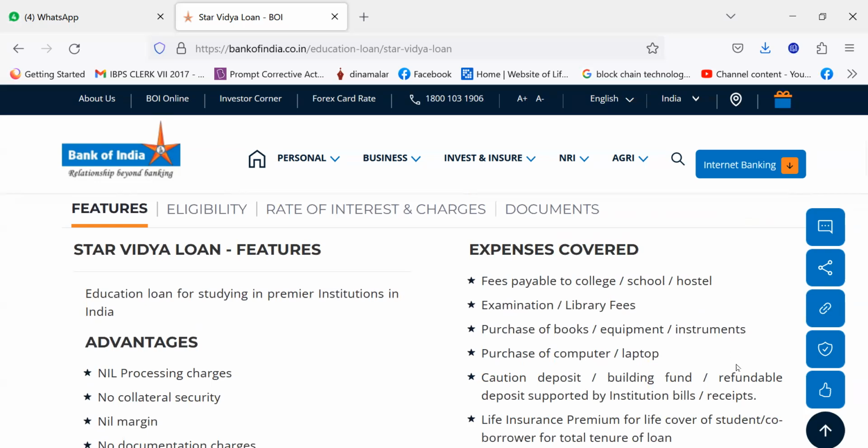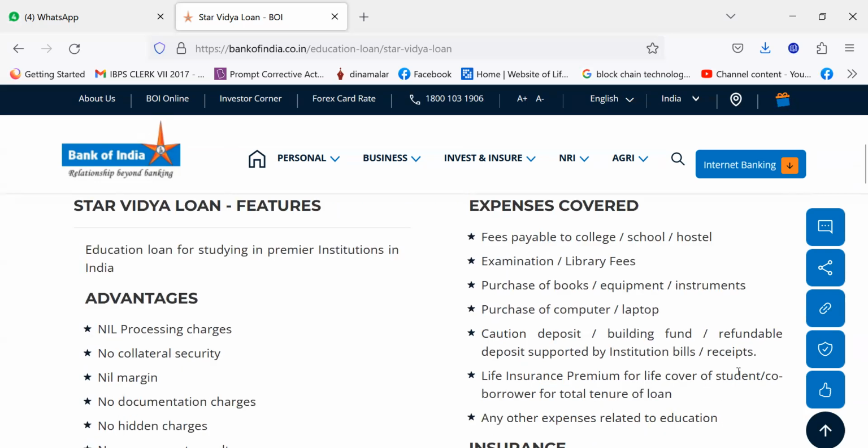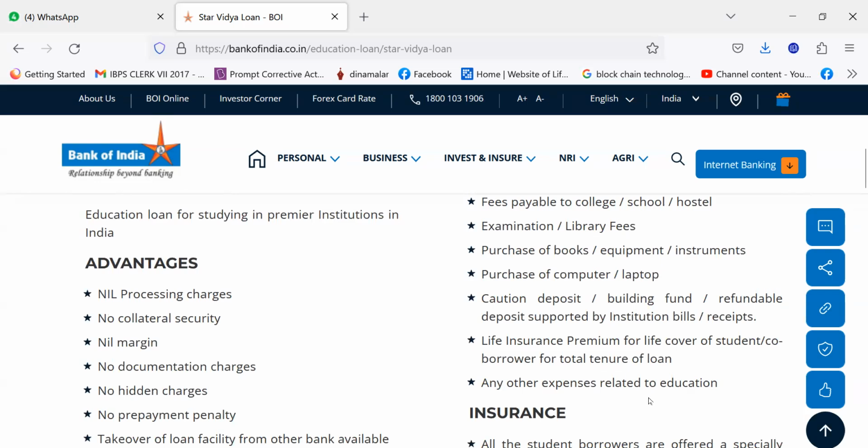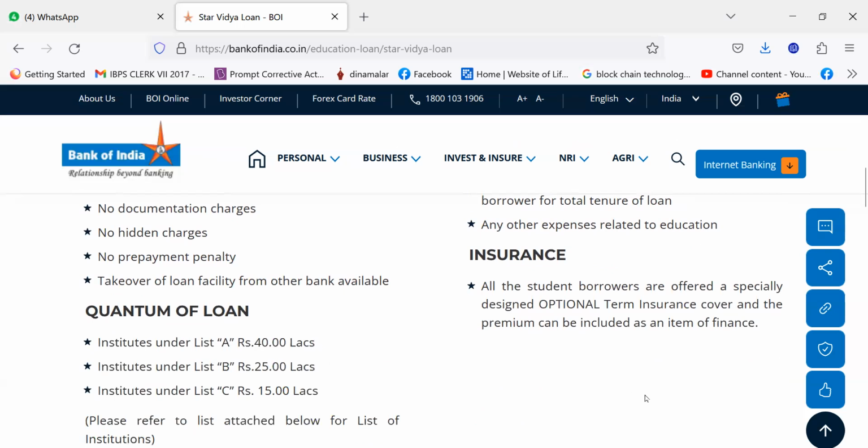Expenses covered: fees payable to college, school, or hostel. Examination or library fees. Purchase of books, equipment or instruments. Purchase of computer or laptop. Caution deposit, building fund or refundable deposit supported by institution bills or receipts. Life insurance premium for life cover of student or co-borrower for total tenure of loan. Any other expenses related to education.